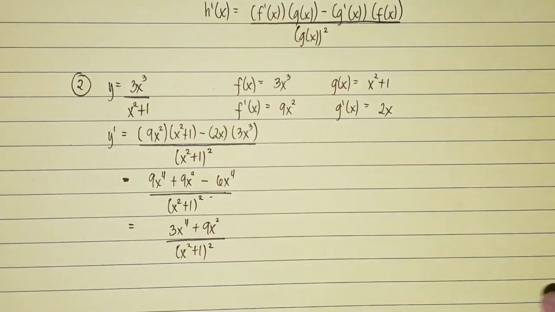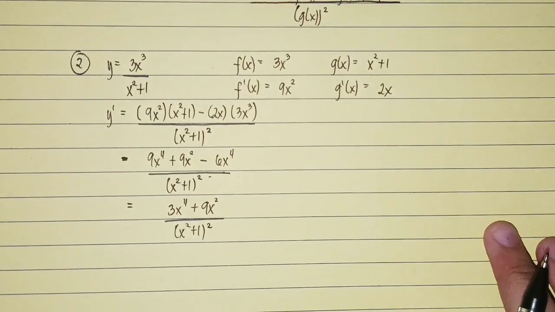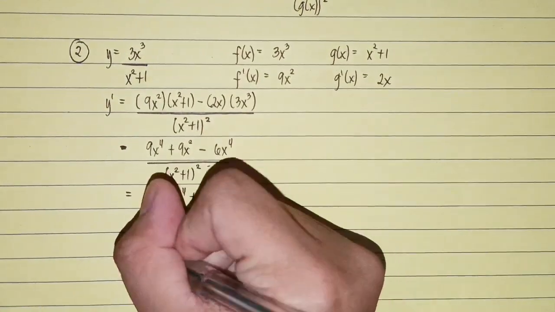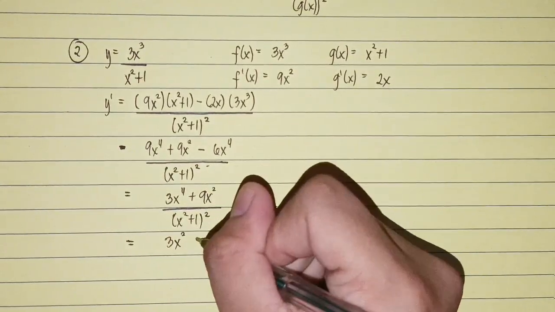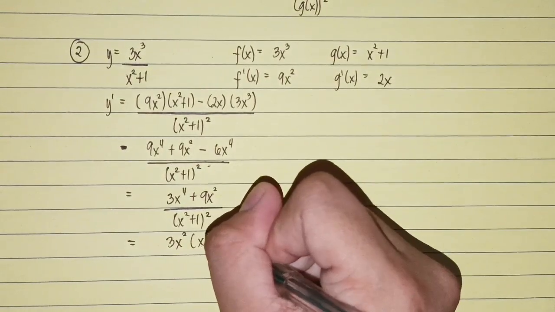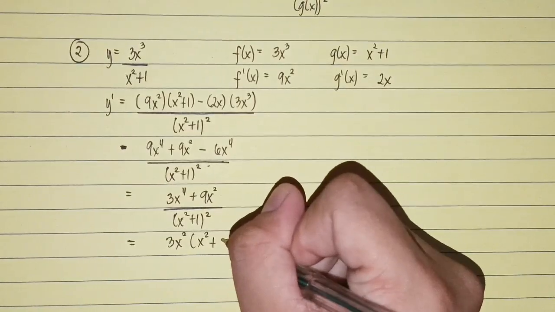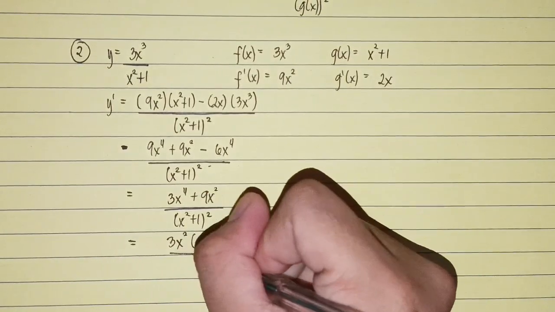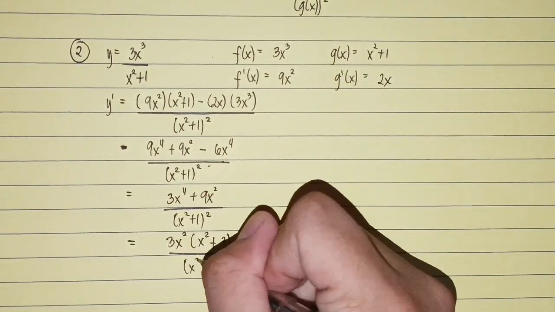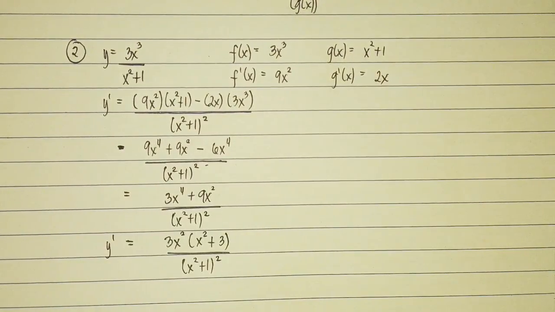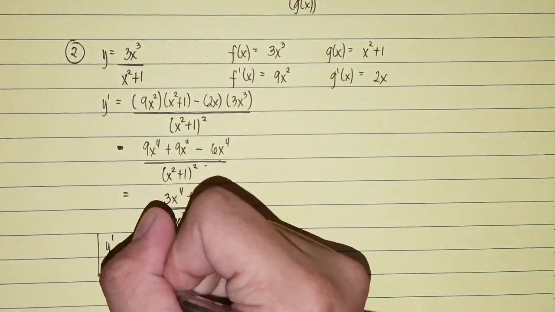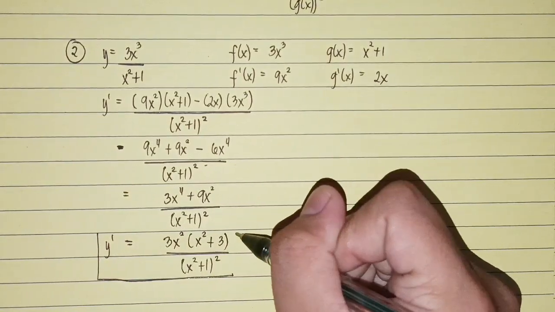And now let's factor the numerator, as the numerator is factorable by 3. Now let's factor out 3x squared. And 3x to the power of 4 divided by 3x squared is equal to x squared. And 9x squared divided by 3x squared is equal to 3. Therefore, the derivative of the function is 3x squared times x squared plus 3, over x squared plus 1 squared.